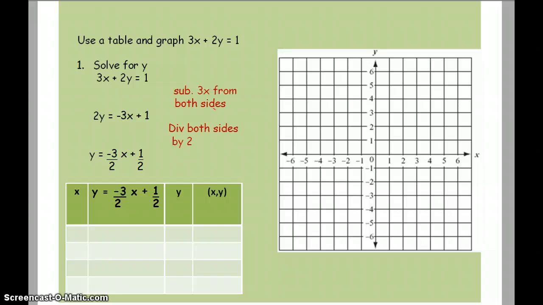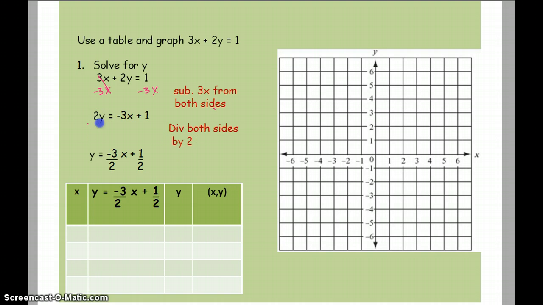So now we're going to use the table and graph 3x plus 2y is equal to 1. The first thing we have to do is solve for y. Now I have 3x plus 2y is equal to 1. Well, I need to subtract 3x from both sides. 1 minus 3x, there's nothing I can do with that because they are not like terms. Now I have 2y is equal to negative 3x plus 1.